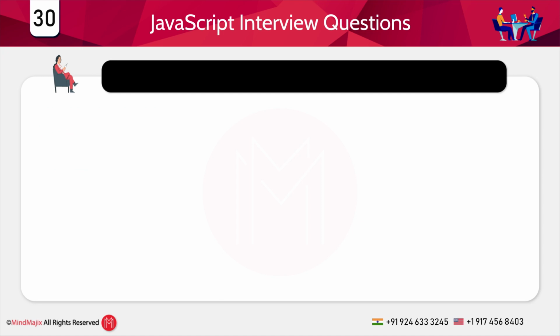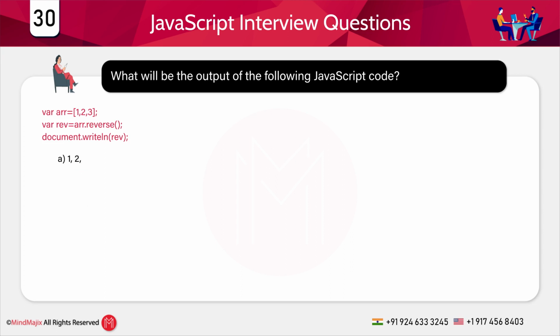Next question, it is the last question. What will be the output of the following JavaScript code? Array 1, 2, 3. Array.reverse. So the reverse function is called to reverse the elements in the array. After that, display it. After reversing the elements, the options are 1, 2, 3, 3, 2, 1, and 3, 1. So the correct answer is 3, 2, 1, because the reverse function is used to reverse the elements in the array, so the array will become 3, 2, 1.